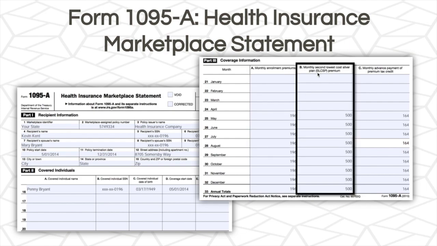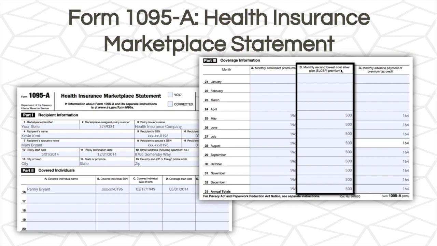So column B, the SLCSP premium, is the monthly second lowest cost silver plan. This is basically the benchmark plan that the marketplace uses to determine the premium tax credit. They just have to come up with a number to calculate the premium tax credit in order to come up with an accurate number for all individuals.